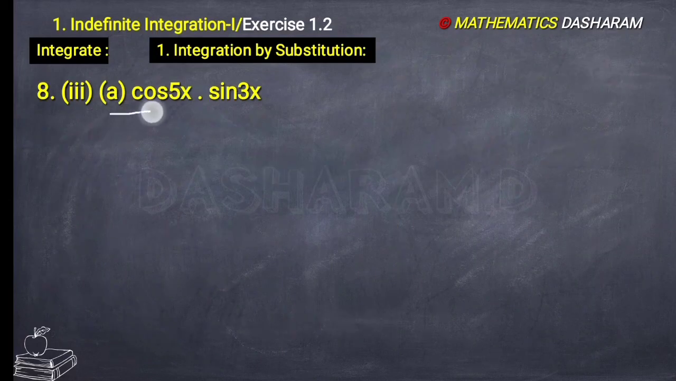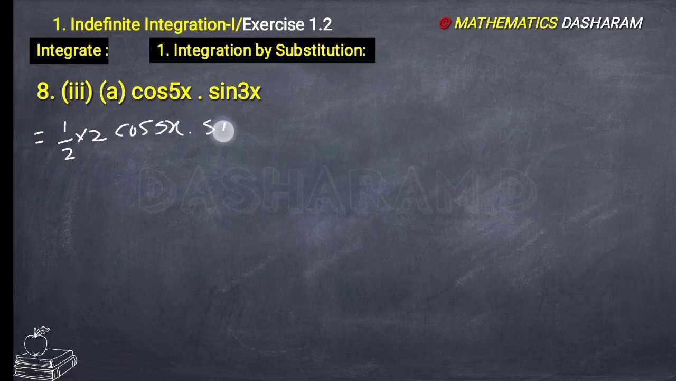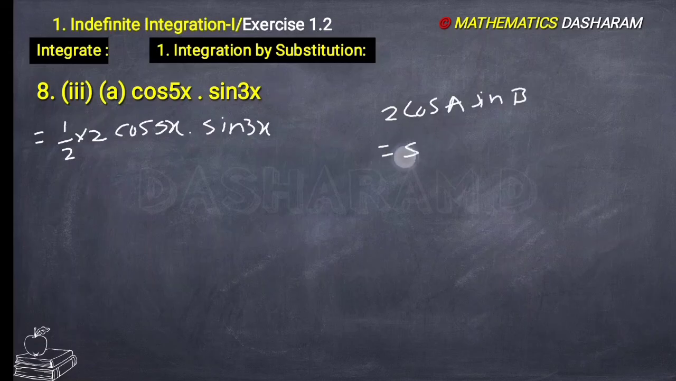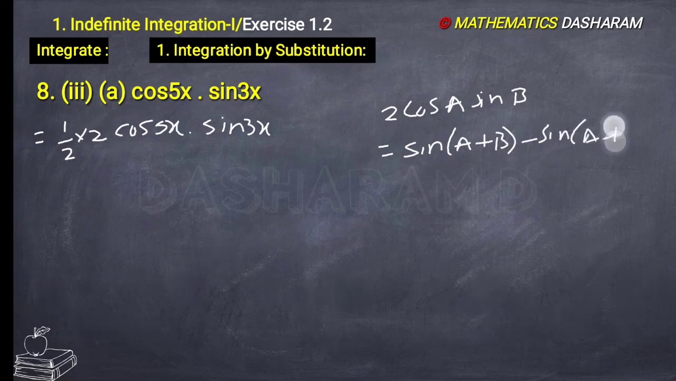Third bit A question, cos 5x into sin 3x. So multiply and divide with 2, cos 5x into sin 3x. So it is in the form of 2 cos A sin B. 2 cos A sin B equals sin A plus B minus sin A minus B.